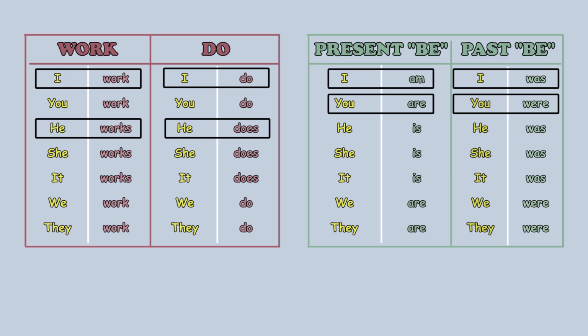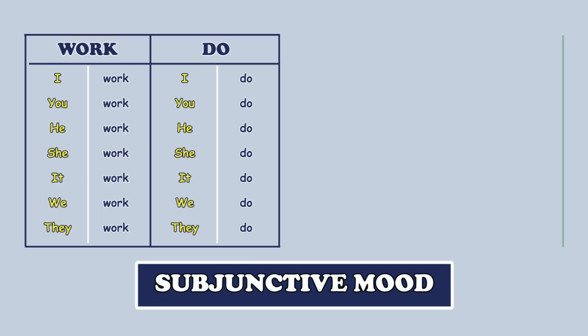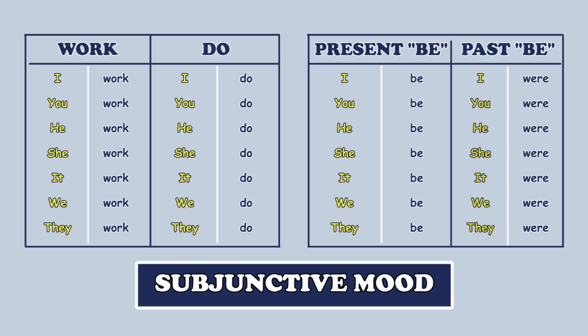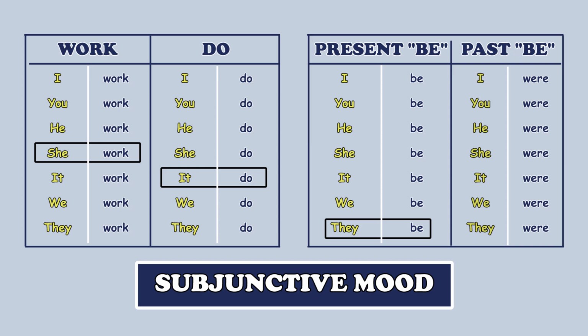So, why is this important? Well, in the subjunctive mood, these rules change. So, instead of different conjugations for different subjects, there is only one form of the verb used. She work, it do, they be, he were. This may seem strange at first, but it is correct in the subjunctive mood.